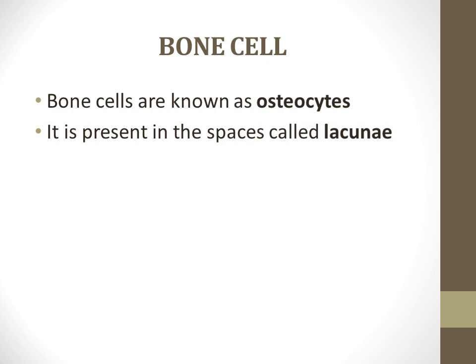So chondrocyte is a cell which is present in the cartilage tissue and osteocyte is a cell present in the bone. Fine? Okay. And these osteocytes are present in the spaces called lacunae. So define lacunae, or what is lacunae, will be the question. So the spaces in the bone where osteocyte cells are present are called lacunae. Right?